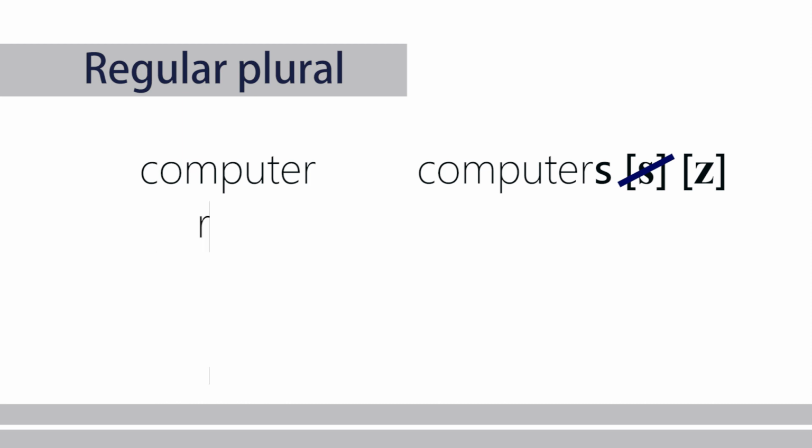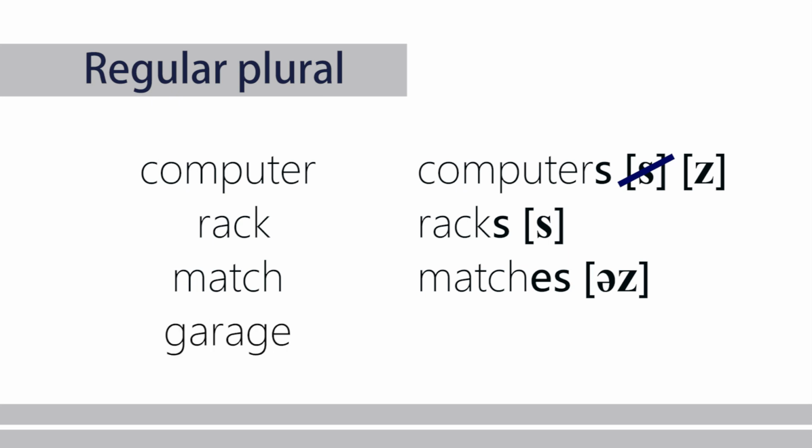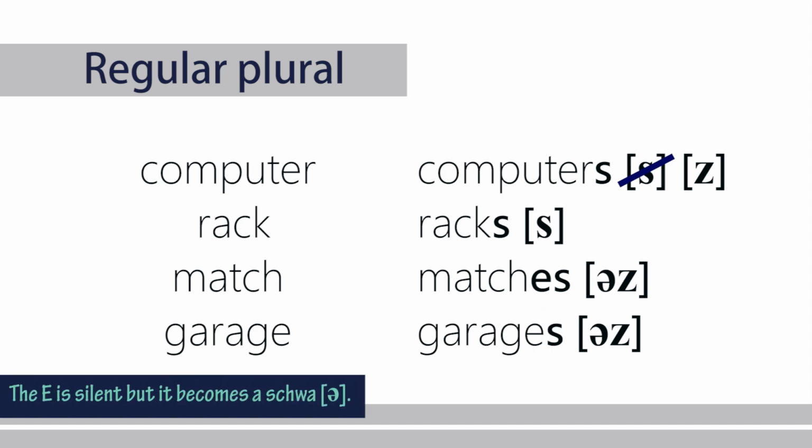What about rack, like a dish rack? What is the plural for rack? Racks. So here we pronounce it like s. Oh, and then what is the plural for match, like a soccer match? Matches. So it's not just that, there's also "uz". Matches. But then what about the word garage? What is the plural for garage? Garages, yes. The "uz", but we don't have es, we just add s because garage already has an e. But the e is silent, and when we turn it into plural, it comes to life and becomes a schwa.